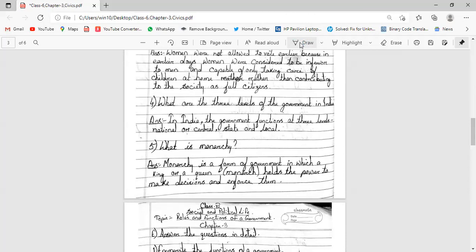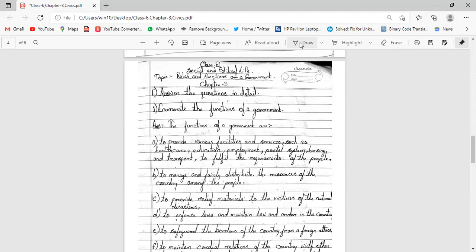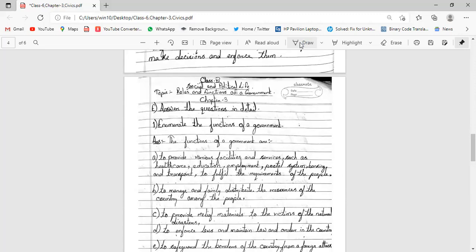Then what is monarchy? Monarchy is a form of government in which a king or a queen, the monarch, holds the power to make the decision and enforce them. Then we can see here the E number. Enumerate the functions of a government.